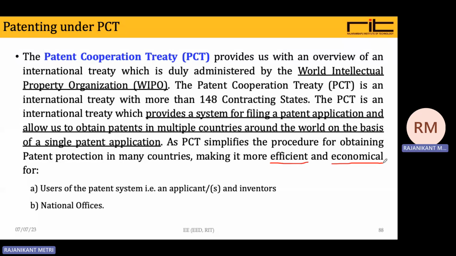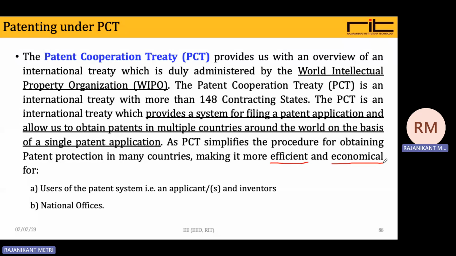What is the need of PCT? It provides users with a worldwide system for the simplified and effective filing of the patent application. So that is the need. To bring the world within the reach of any innovator or researcher.